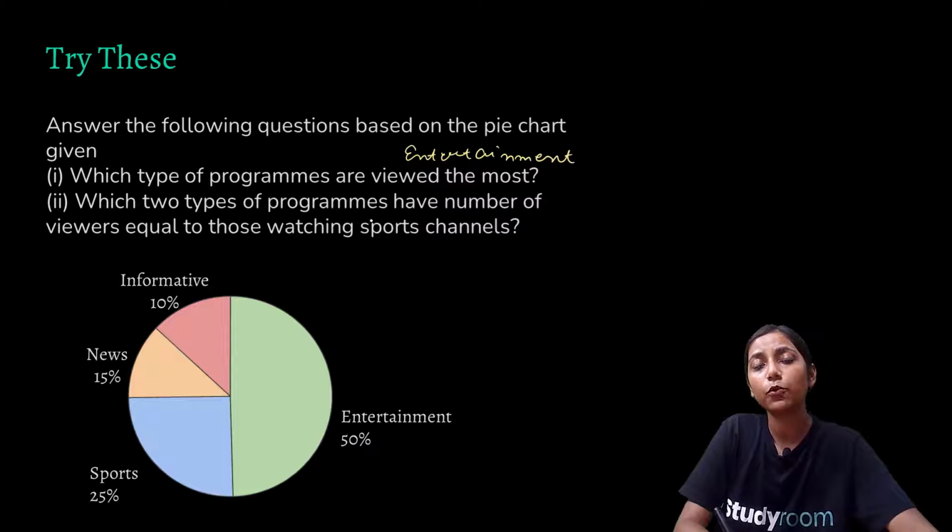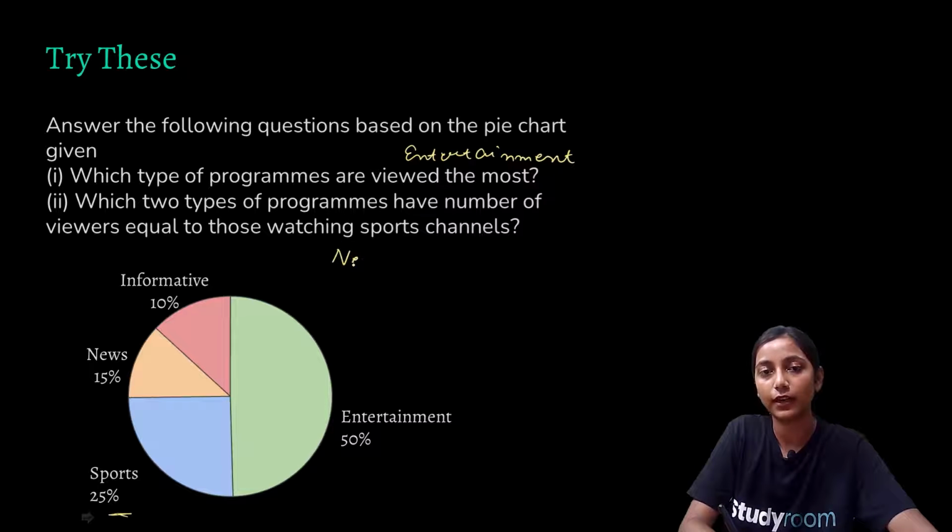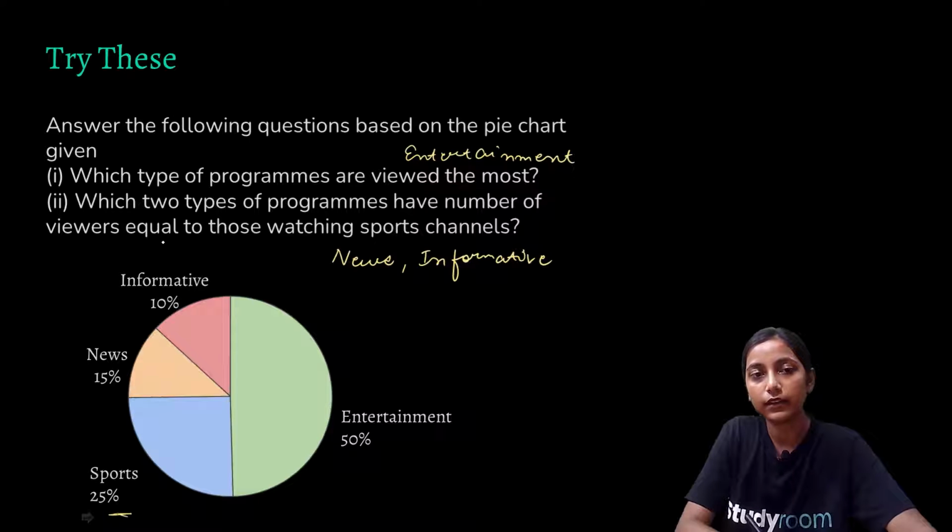Which two types of programs have a number of viewers equal to those watching the sports channel? The sports channel is 25%. We can see that when we add 15 to 10, we get 25. That is news and informative. People who view news and informative together add up to equal those who watch sports channels.